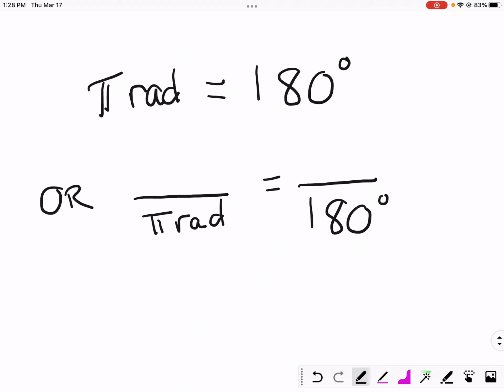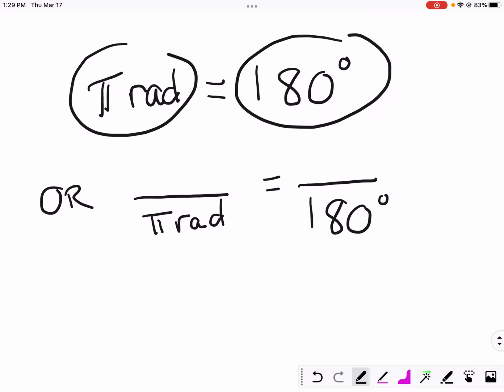The most important fact to remember here is that pi radians is equal to 180 degrees when we're converting to and from radians and degrees. And you can also set that up as a ratio like this. I used to be a much bigger fan of using ratios. However, I'm just as big a fan now of doing dimensional analysis.